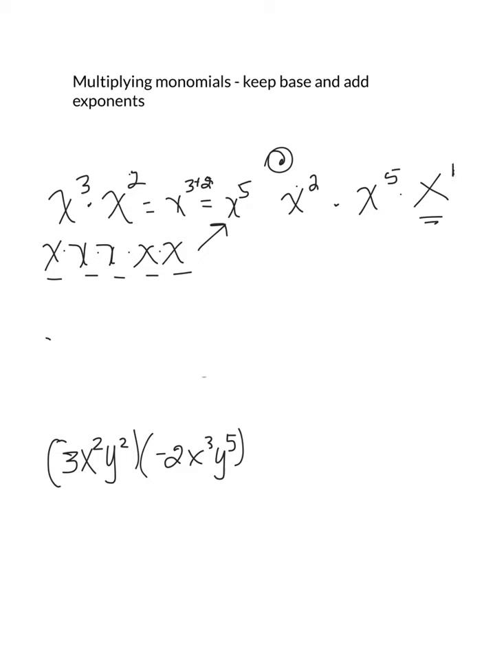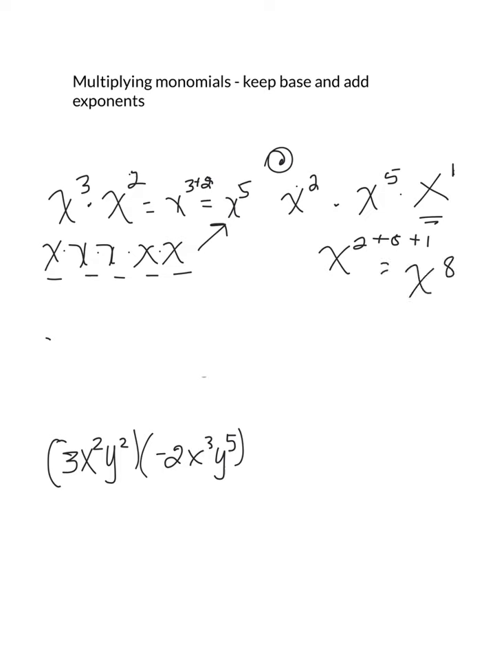So what you need to do is you need to say, oh, okay, so it's x to the second plus x to the fifth and x to the first. So 5 and 2 is 7 plus 1 is 8. So it's a total of x to the eighth.